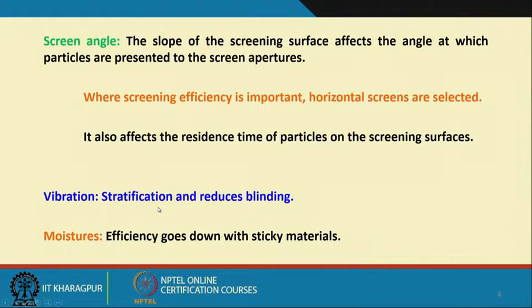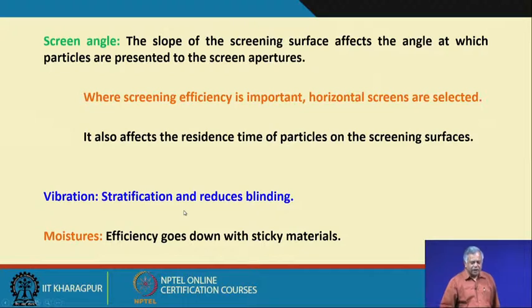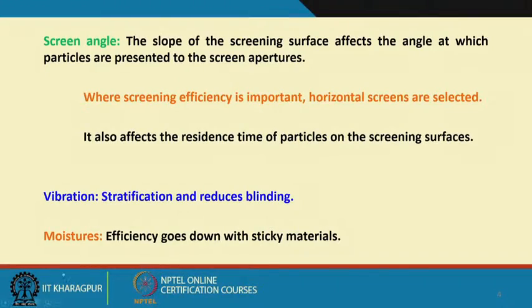Vibration, you can use vibration for stratification, because it helps in stratification and reduces blinding, because the particles are always mobile. So, you are reducing the blinding, meaning choking of the passages of your apertures. Moisture: if I have more moisture in my material, the efficiency goes down with sticky materials.